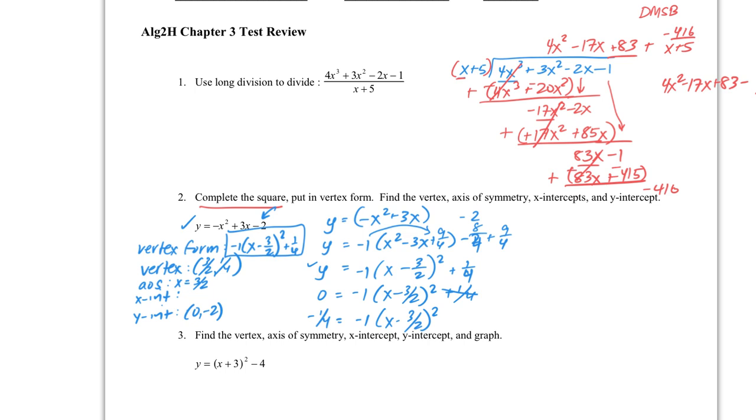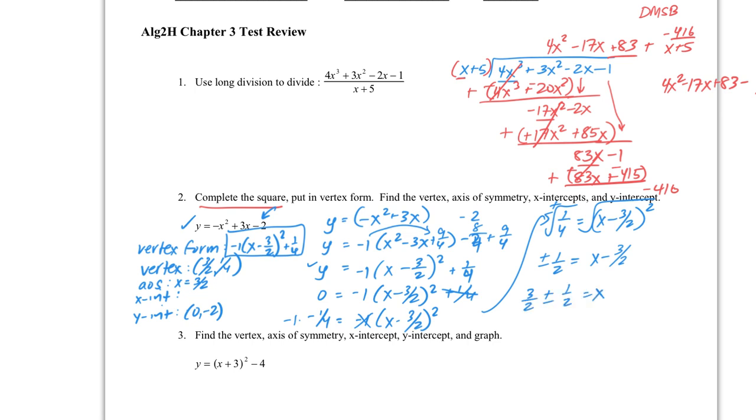Then I can multiply both sides by -1, so I can get rid of this -1 here. So I'm going to end up with positive 1/4 equals (x - 3/2)^2. I'm going to now take the positive and negative square root. So I'm going to get plus or minus 1/2 equals x - 3/2. And then I'll add 3/2 to both sides.